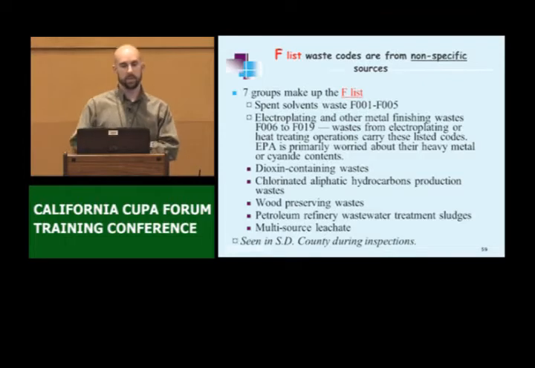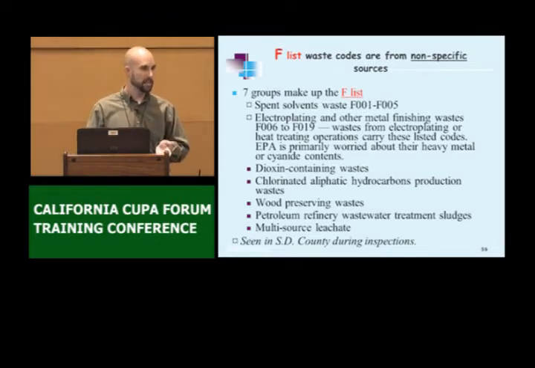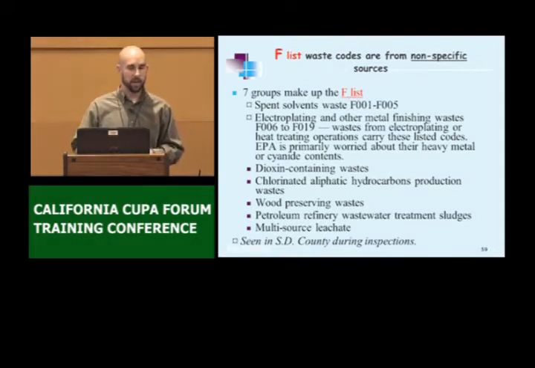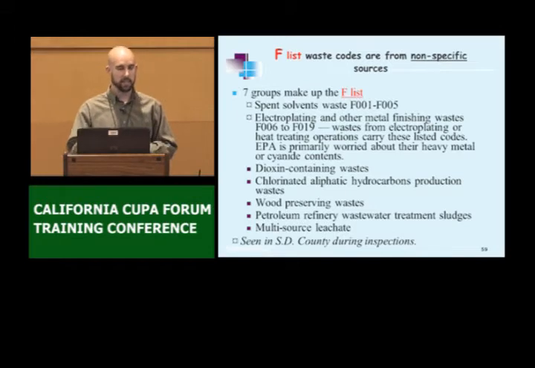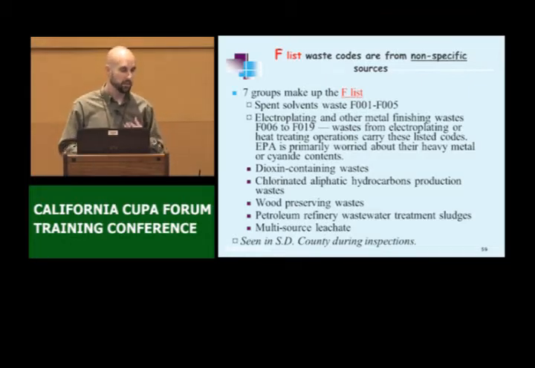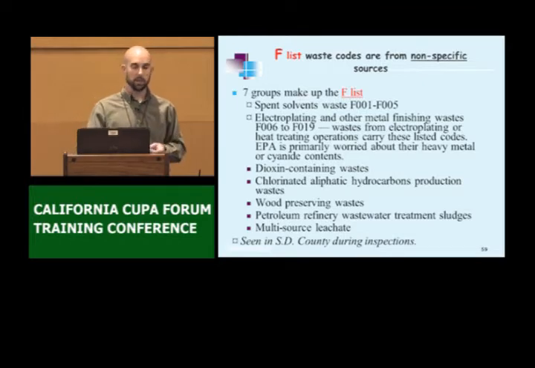All right, so F-listed waste codes. Non-specific sources. They list them into 7 groups. You're not going to find that on the list. It's just a kind of informal grouping of the types of waste. You have spent solvents, F01 through 5. Electroplating waste and other metal finishings, F6 through 19. Dioxin containing, chlorinated aliphatic hydrocarbons, wood preserving, petroleum refinery wastewater sludges, multi-source leachate. As you can see on the slide, seen in San Diego County, also in Riverside County, I would imagine the same for Orange, the two on the top, the spent solvents and electroplating far more frequently than the others.